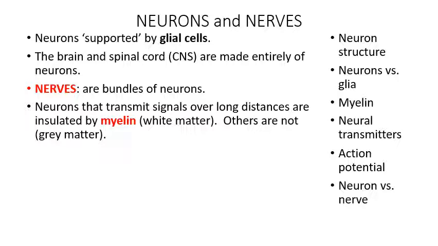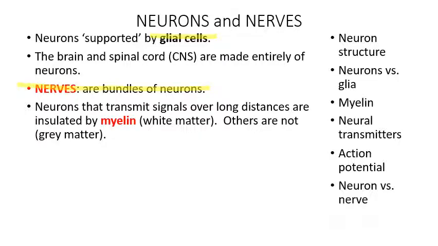Okay, so as I said, neurons are supported by glial cells. There are a number of different types of glial cells. Some of them are macrophages whose job it is to keep bacteria out of the nervous system. Some of them do other things which we'll discuss shortly. Okay, so now nerves, as I said, are simply bundles of neurons.